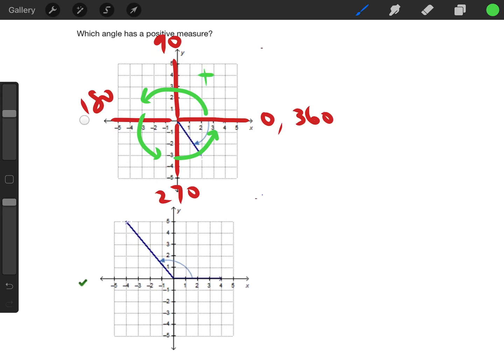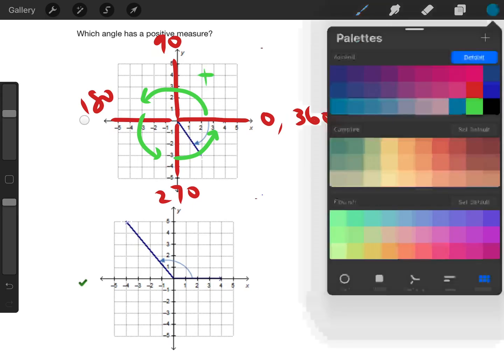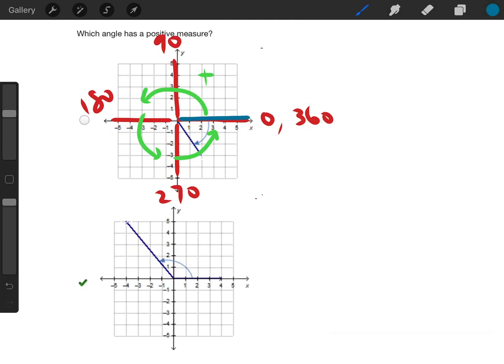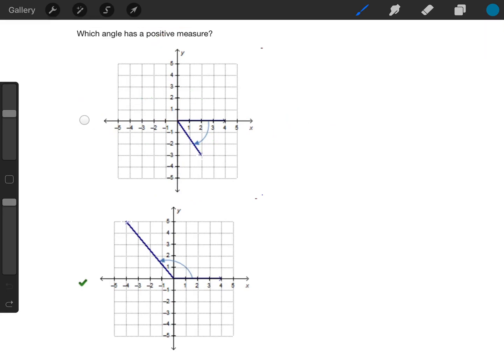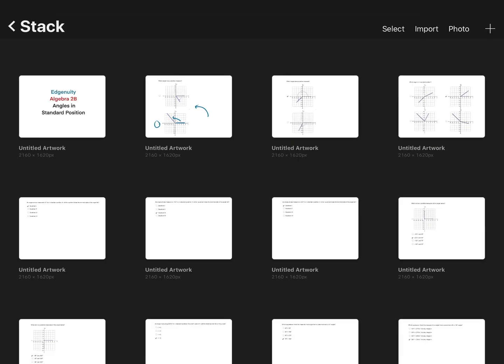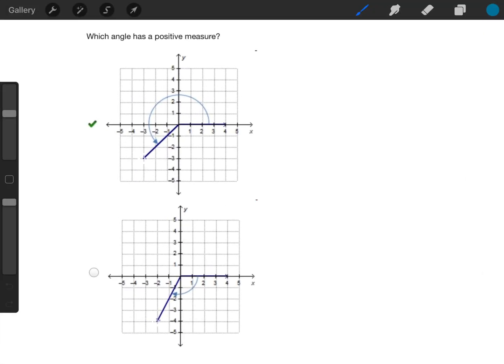If you go clockwise, so let me use a different color. If you go clockwise from the 0 like that, it's going to be negative. Okay, so with that being said, let me clear everything. So look at the question, what's asking, which one has a positive measure? So you have to go counterclockwise. So you start from 0 and you go counterclockwise. Pick this one. So positive measure, you have to go counterclockwise. Pick this one.